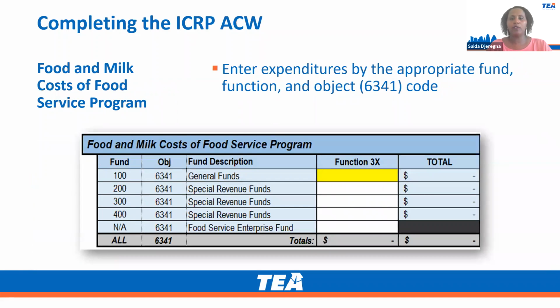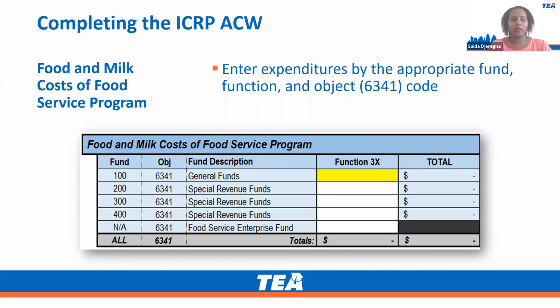Food and milk cost of food service program. Enter all food and milk expenditures in a food service program made during the applicable fiscal year by the appropriate fund, function, and object code as requested in the worksheet. If your district has food and milk costs coded to Fund 700, you will enter the amount under Food Service Enterprise Fund, like the last line item that you see there.